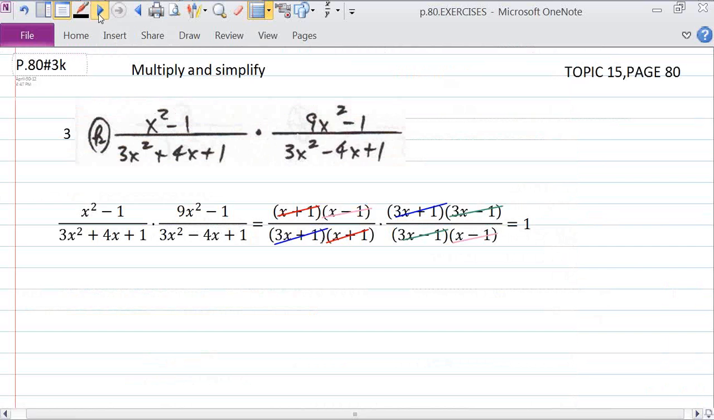So let's get started. And here we're going to multiply and simplify. Most of what we have to do in these kinds of problems is factoring. So I've repeated the problem down here. I've rewritten it. And I've factored the x squared minus 1 as x plus 1 and x minus 1. It's the difference of squares. Similarly here, 9x squared minus 1 is 3x plus 1 and here it's 3x minus 1.